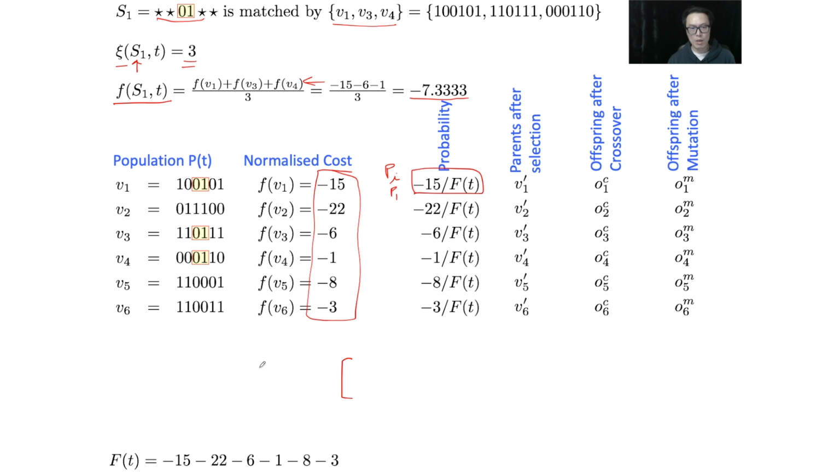Okay. So this one, because this is the matrix S1, S1 as well. That means when we talk about lowercase f S1 t divided by capital letter F t, that is the probability of the schema S1 to be chosen as a parent right here.